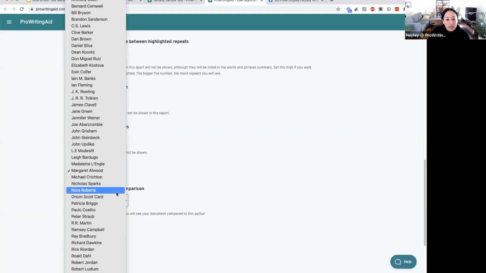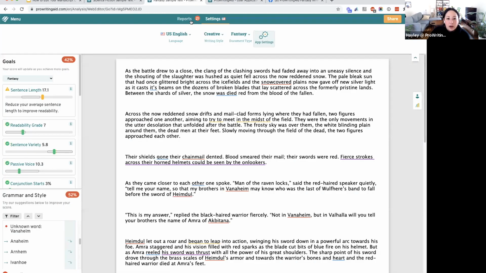So you can come in and select the author. If you want to compare to Tolkien or anything like that, you can select your author here. Again, that's by going up here to reports and then going to settings and then app settings for your user app settings.